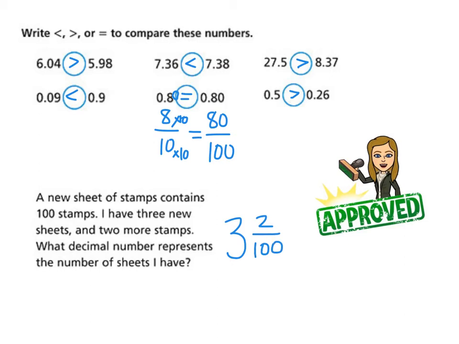Now I just need to change this to a decimal to represent it in a decimal number to figure out the number of sheets. So that would be 3 whole sheets and for the decimal, and let's get my 100 ready. So in order for the 2 to be in the hundredths place, that opens up a gap where I would put a 0. So I have 3 and 2 hundredths.